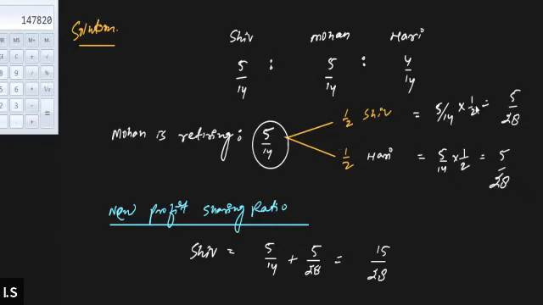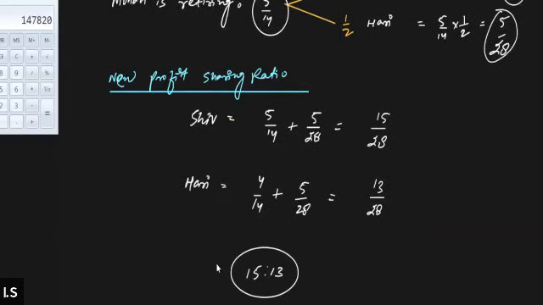So, multiplying 5 into 1, we will get 5, and 14 into 2, we will get 5 by 28. And similarly, 5 by 28 for Hari as well. Now, to determine their new profit sharing ratio, we will add their gaining share to the existing share. So their existing share was 5 by 14, and they have gained after the retirement of Mohan 5 by 28, right? And adding 5 by 14 and 5 by 28, you will get 15 by 28. Is that clear? You want me to show the calculation for it, or is it clear? It's clear now, sir.